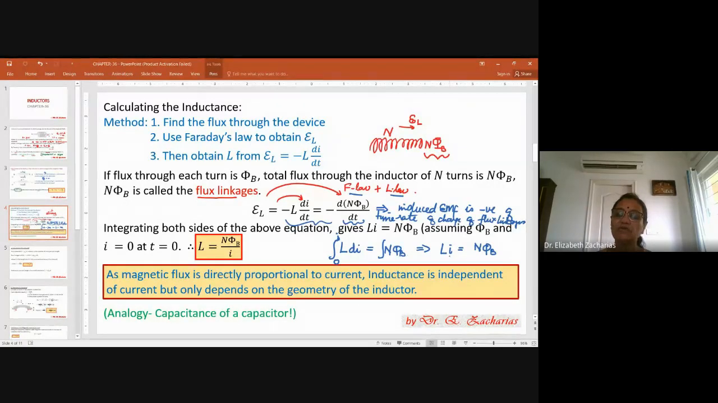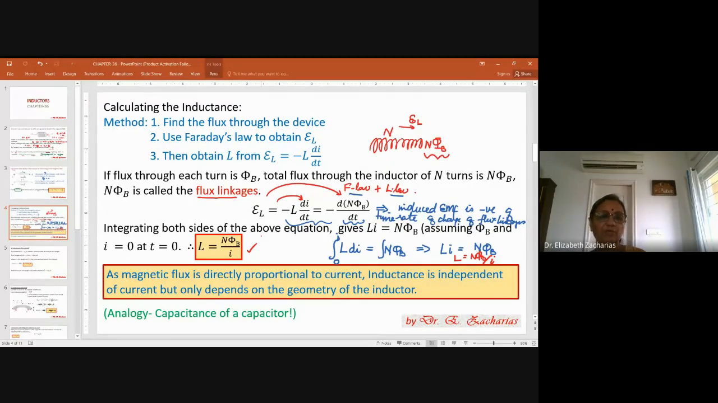L into I equal to n phi b. Sorry, let me not bother about current. I'm interested in L. I want to get an expression for L. So L equal to flux linkages divided by the current. So this is the general expression for inductance of an inductor: L is n phi b by I.